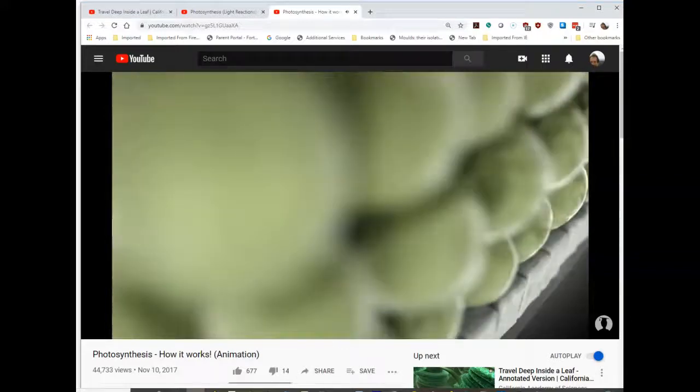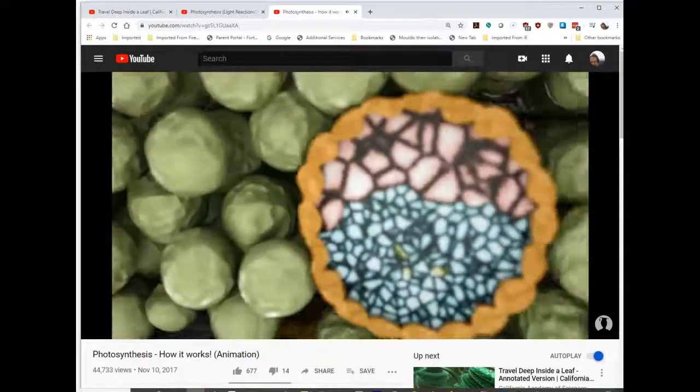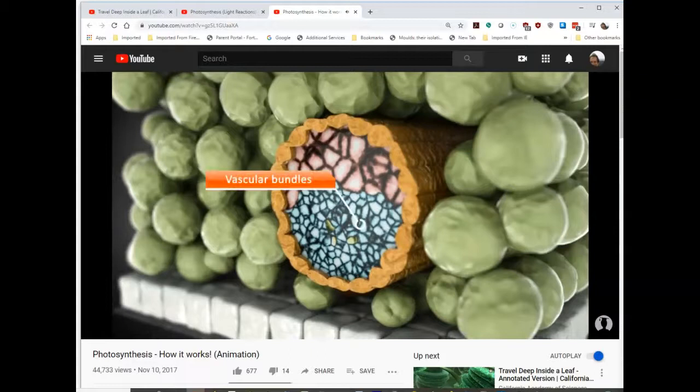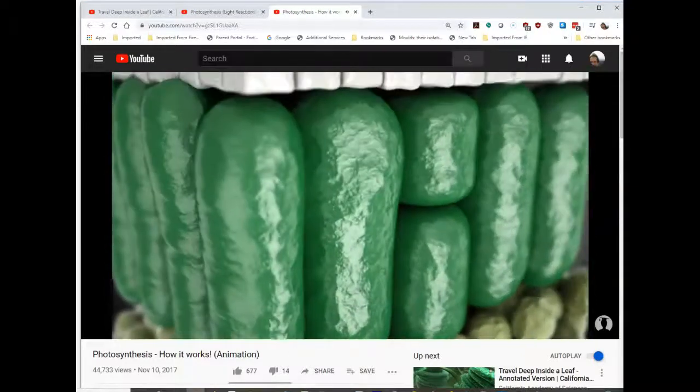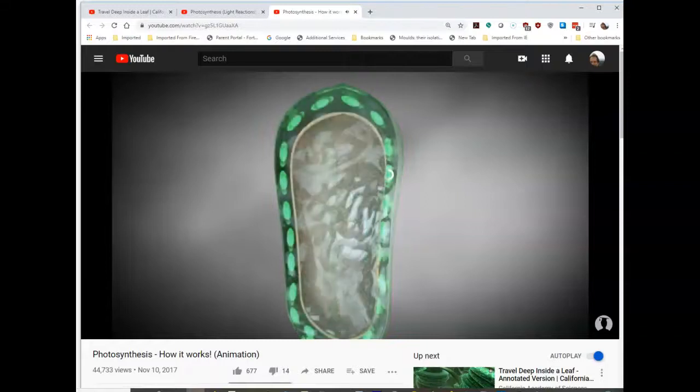On top of the epidermis, in the bottom, is a spongy tissue. It allows the interchange of gases for photosynthesis. It's the spongy mesophyll. Furthermore, vascular bundles, which can often be seen with the naked eye, allow the transportation of water, minerals, and other products. The palisade cells can be found on top of these veins. Palisade cells contain many chloroplasts that can be seen here as green dots. Chloroplasts absorb a major portion of the light energy used for photosynthesis.